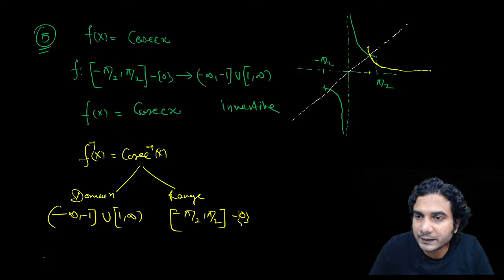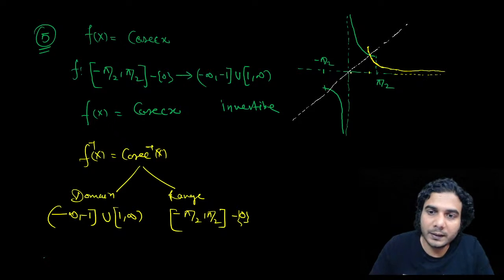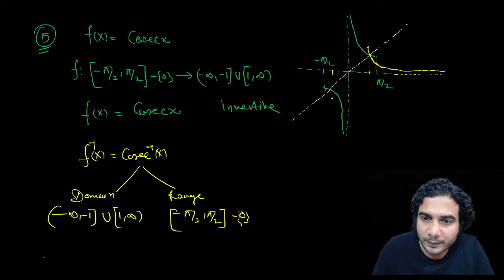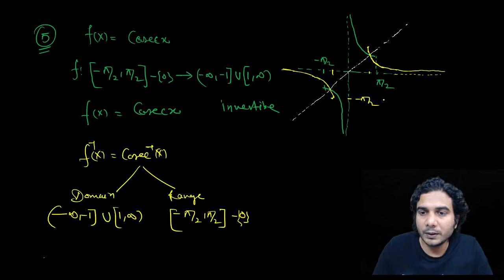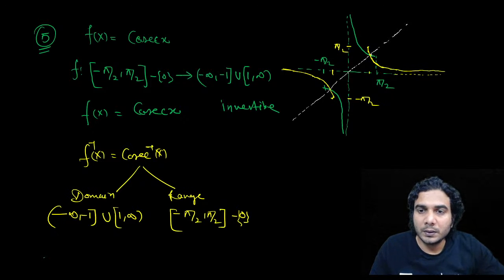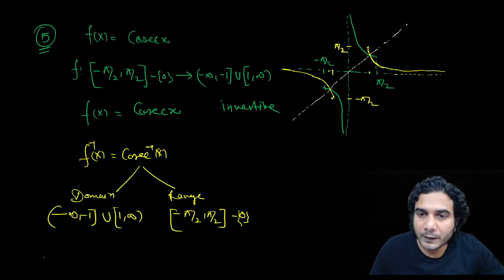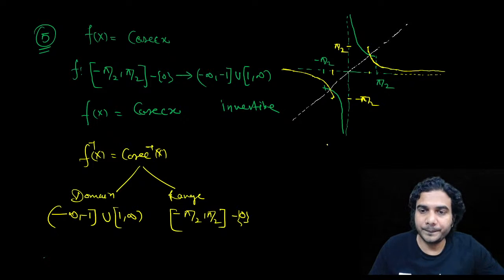It will touch the x-axis at infinity, like cosec is touching the y-axis at infinity. And now here it will start from this point, minus 1 comma minus pi by 2, and it will go like this. Alright, this is minus pi by 2. This point is plus pi by 2. Alright, so now this is the graph. Okay, this is cosec inverse x.